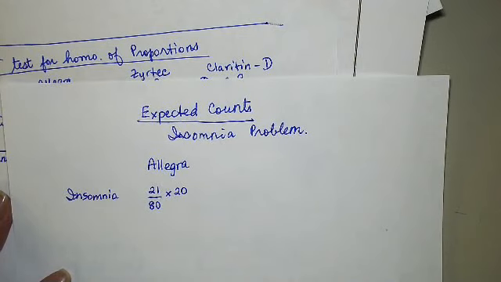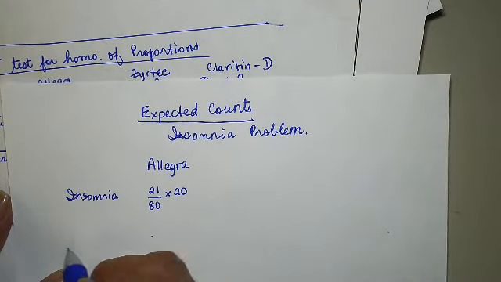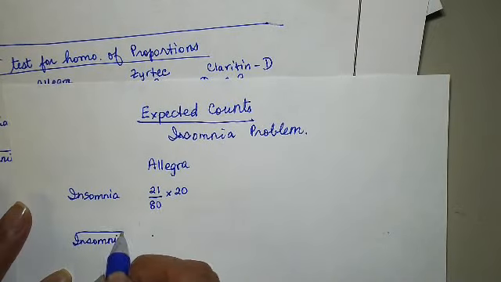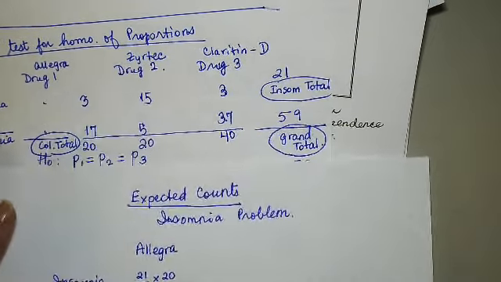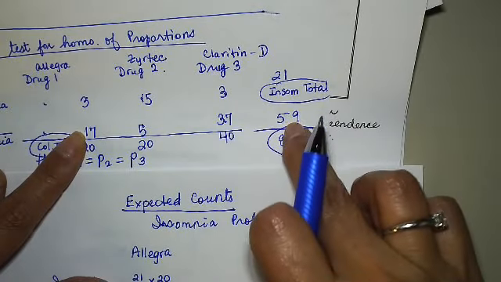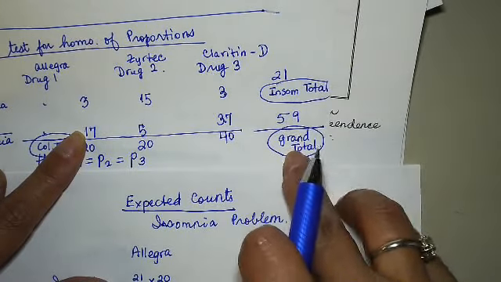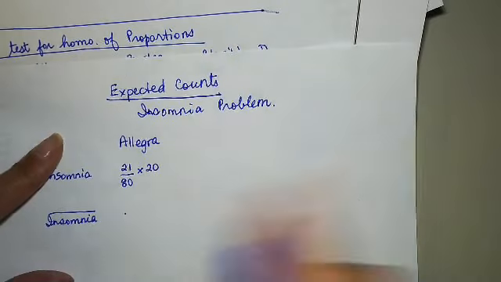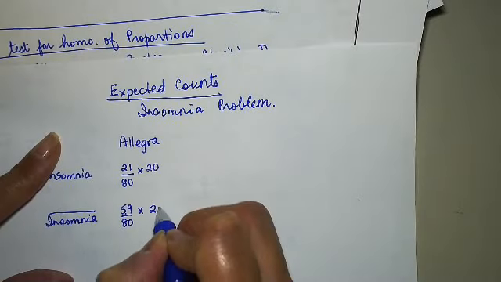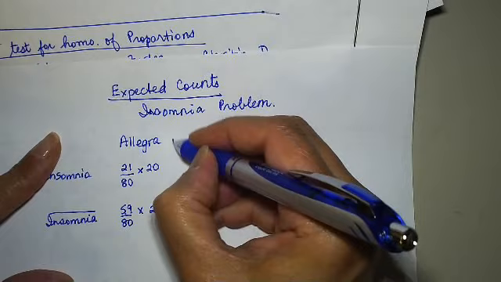So let's go find some expectation. So Allegra and insomnia, meaning this cell right here, the first cell, the expected count would be 21, which is the row total, divided by the grand total of 80, and times by the column total, which is 20. 21 over 80 times 20.